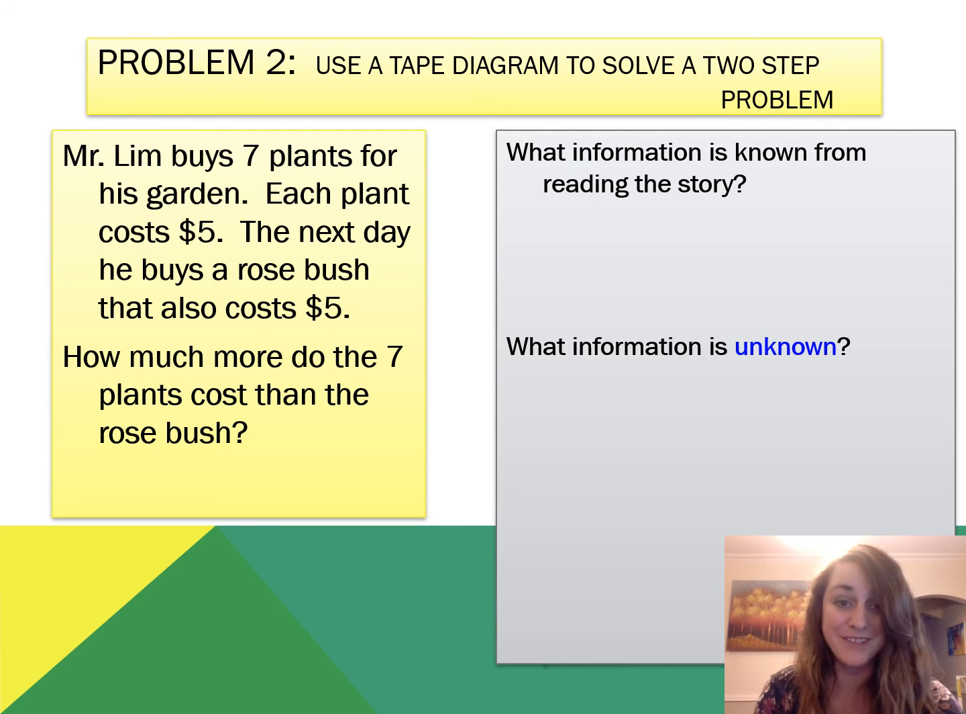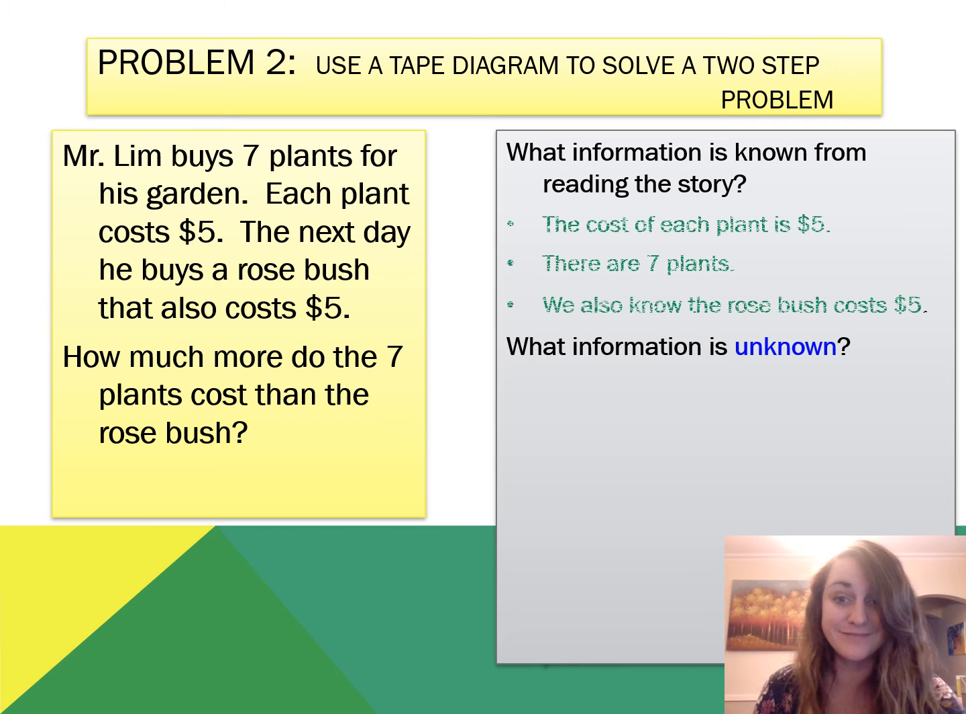Here's our second problem. Mr. Lim buys 7 plants for his garden. Each plant costs $5. The next day, he buys a rose bush that also costs $5. How much more do the 7 plants cost than the rose bush? What information is known from reading the story? And what information is unknown?